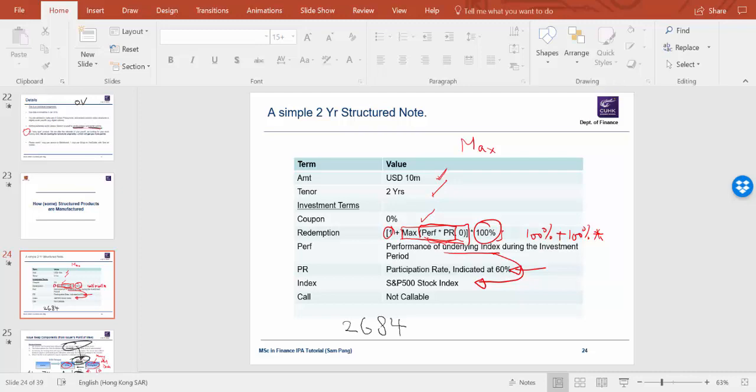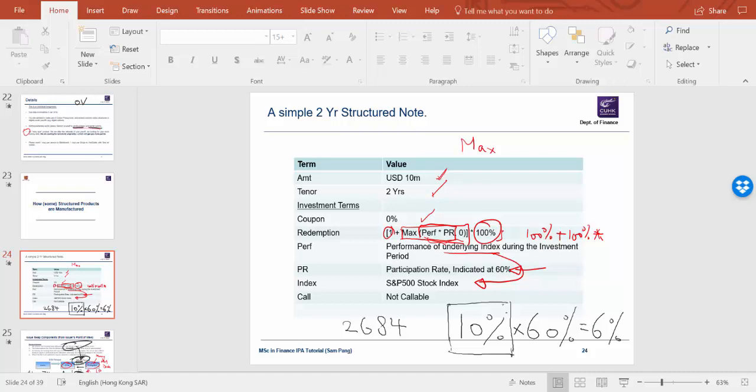Now let's say 2 years later, the S&P goes up exactly 10%. So 268 points. What you are going to get will be 10% multiplied by 60%, which is 6%. Are you with me there? So you don't get the full benefit. Now this is called a participation rate, and you'll see in a moment why we are doing that. Is everyone okay with this?